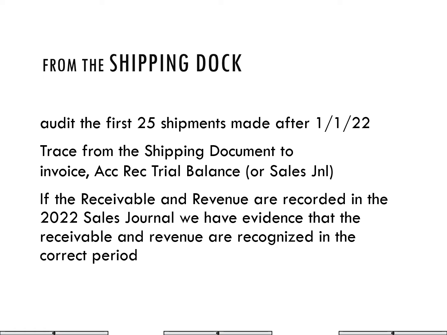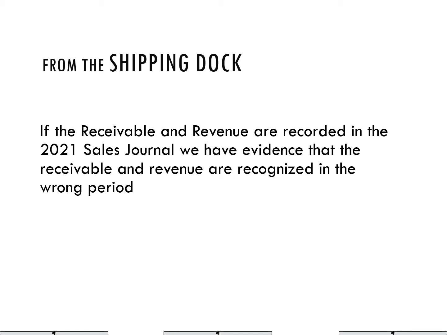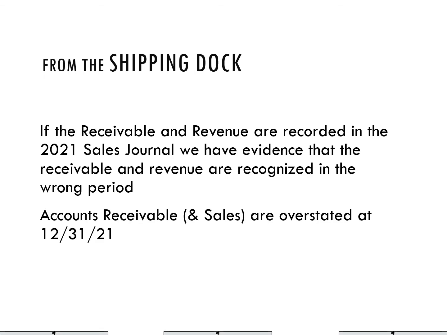If the receivable and revenue are recorded in January 2022, we have evidence that the receivable and revenue are recognized in the correct period. If the goods were shipped in January of 2022 and the receivable and revenue are recorded in the 2021 sales journal and the 2021 accounts receivable trial balance, we have evidence that the receivable and revenue are recognized in the wrong period, and receivables and revenues are both overstated for 2021.